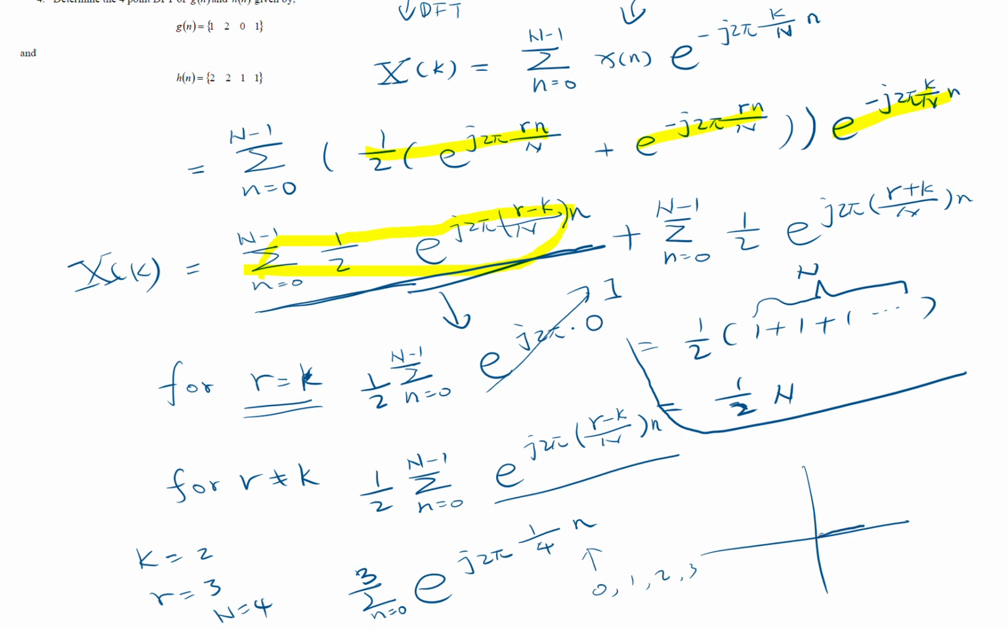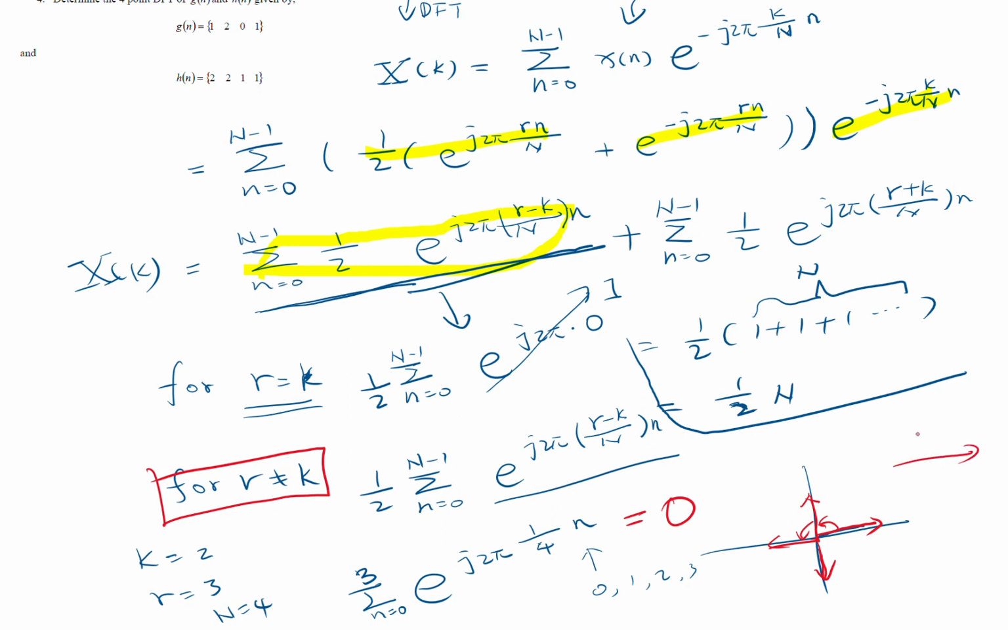Let me change the color here. For n equal to 0, then you got this one, n equal to 1. This is not negative, so this is positive. N equal to 1, we go this way, a quarter of 2 pi, then another quarter of 2 pi, another quarter of 2 pi. What you need to do is sum them all together. For the 4 of them summed together, you can see this is equal to 0. So for r not equal to k, this whole thing equals 0.